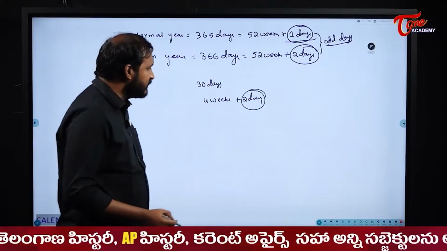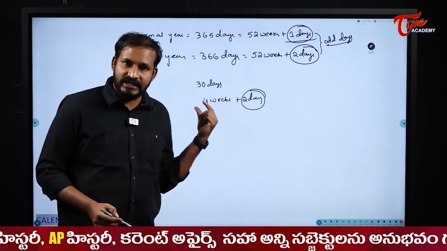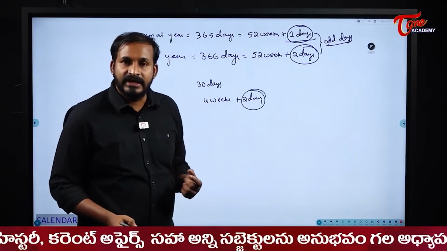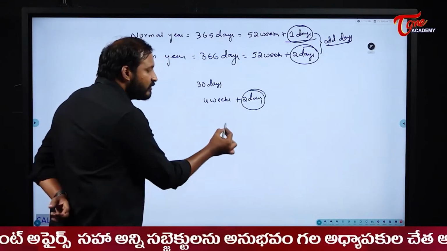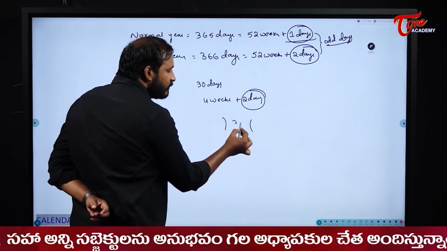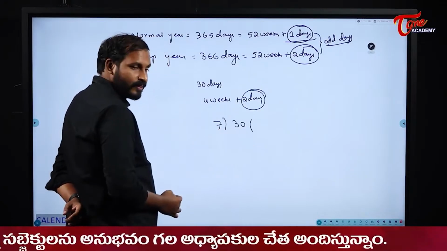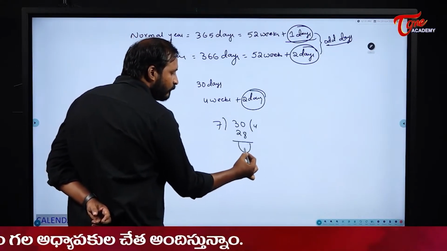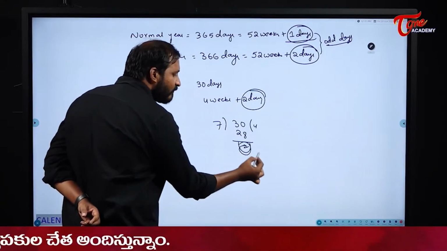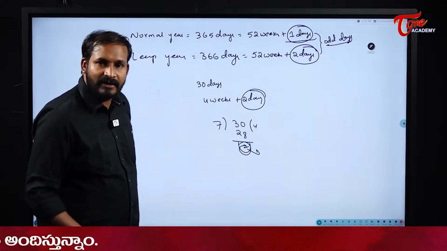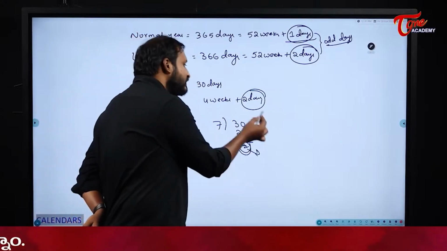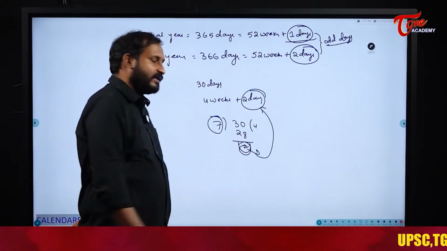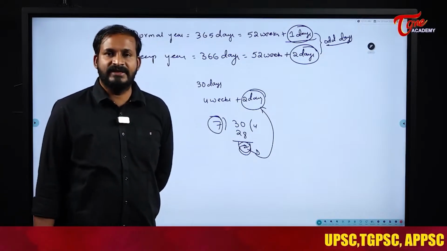Okay, good. How did you get these 2 days? How did you initially get the 4 weeks? A week contains how many days? 7 days. So what you actually did there is divide 30 by 7. 7 4s are 28, and the remainder is 2. And this 2 will become our odd days.